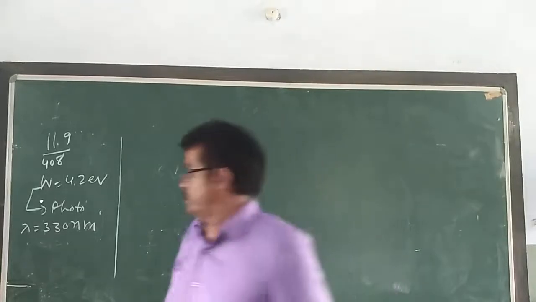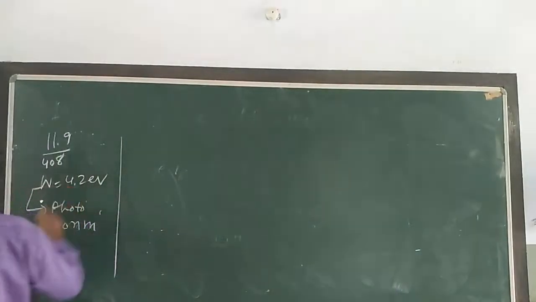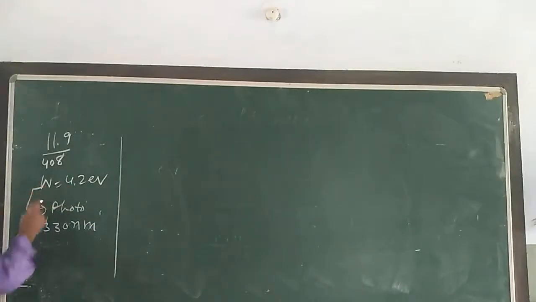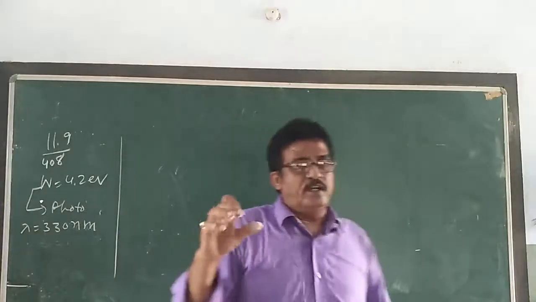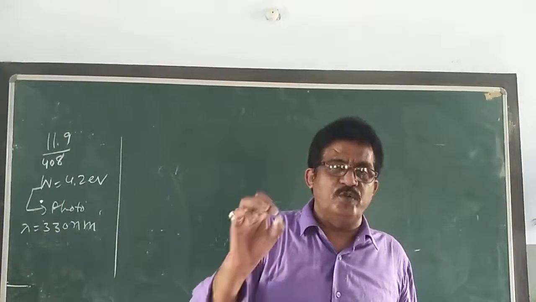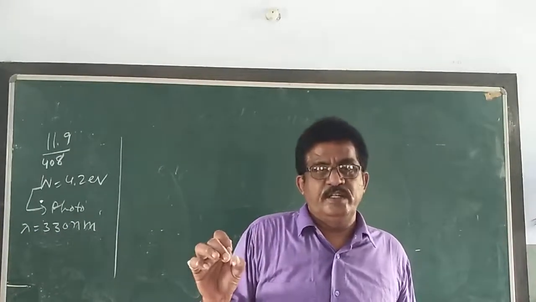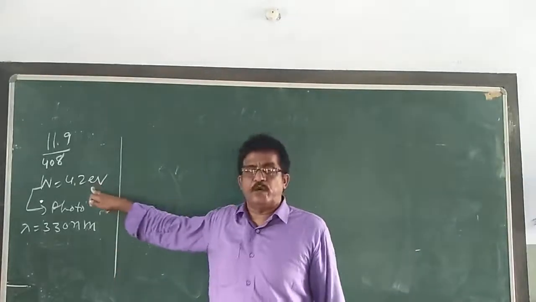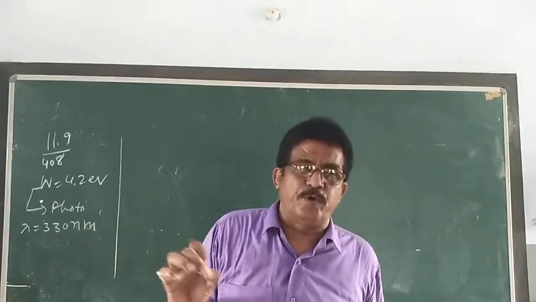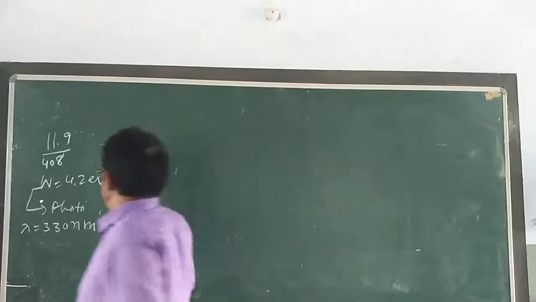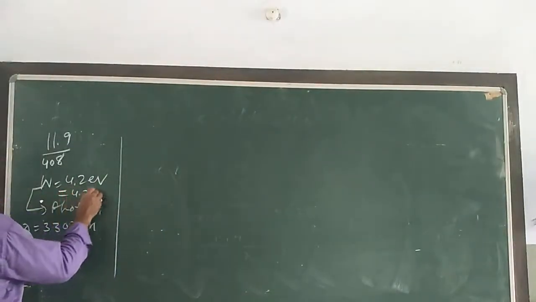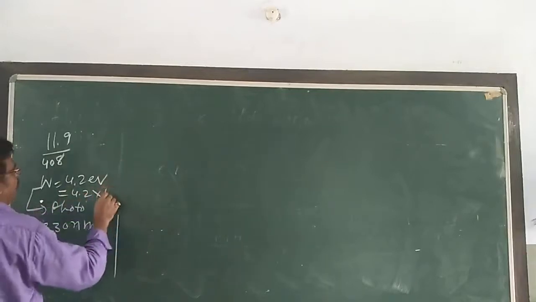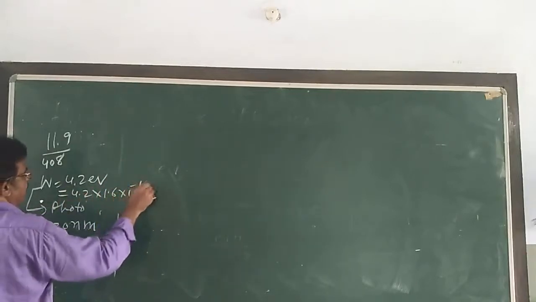Okay. Now what we have to do? Convert 4.2 electron volt into joule. If you want to convert electron volt into joule, we know very well, I have to multiply this by 1.6 into 10 raised to power minus 19. So multiply it: 4.2 into 1.6 into 10 raised to power minus 19 joule.